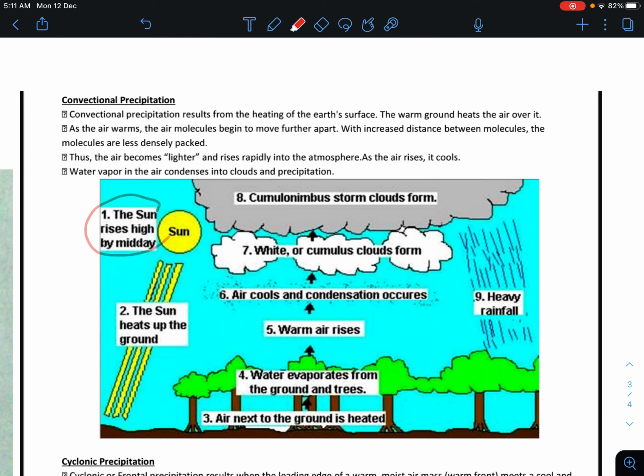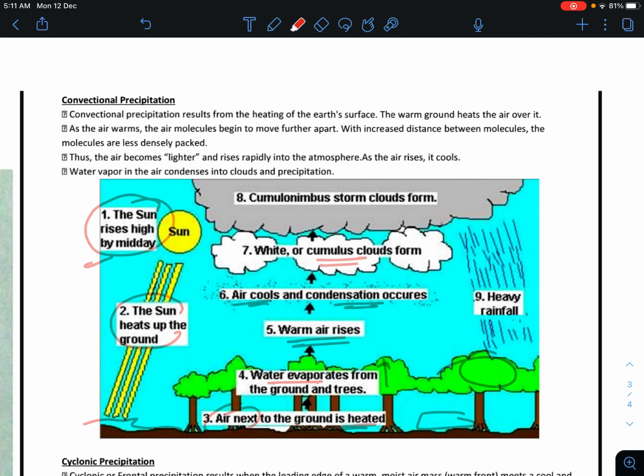The first point is that the sun rises high at midday and the sun is going to hit the ground. In this case, the air next to the ground is heated up, and water evaporates from the ground and the trees. From the ground, water is converted into water vapor by the process of evaporation, and from the trees it forms transpiration. Water is absorbed, and the warm air rises up, and again the air cools and condensation occurs.